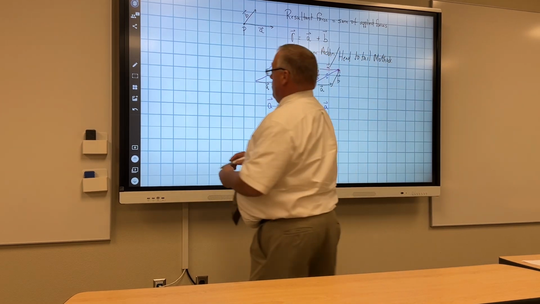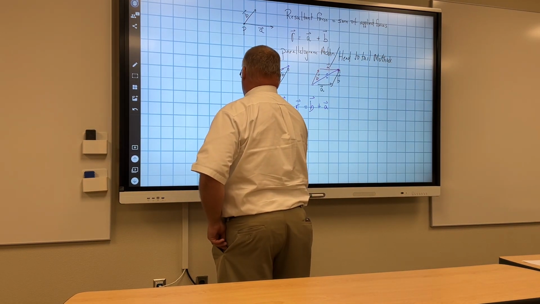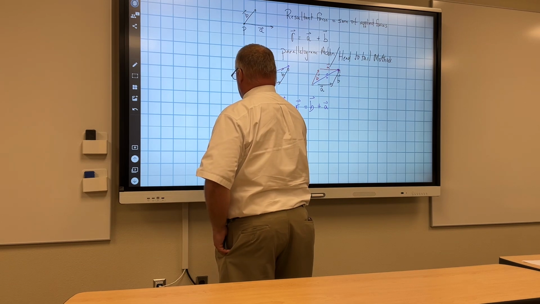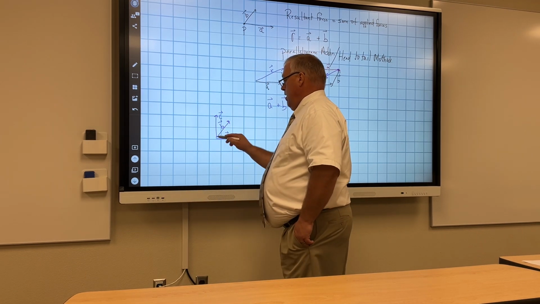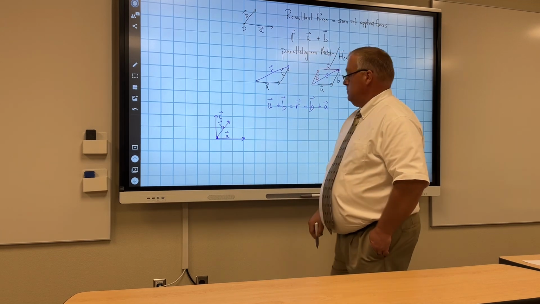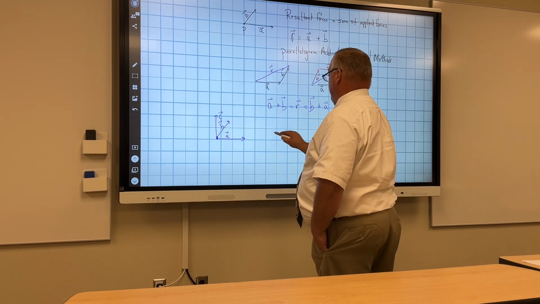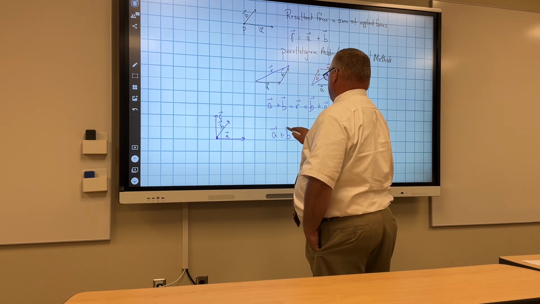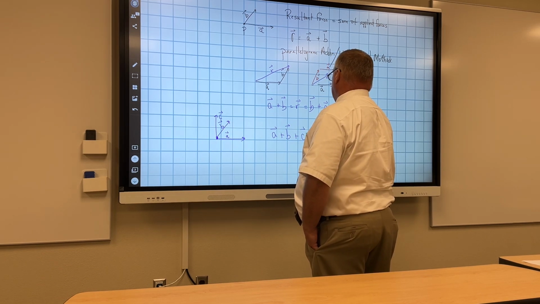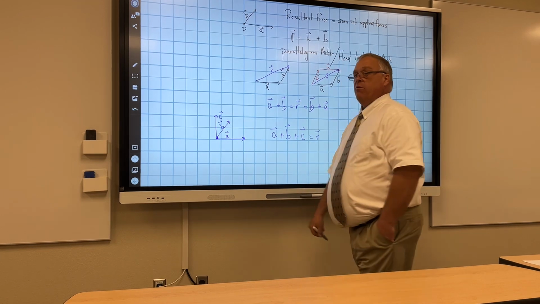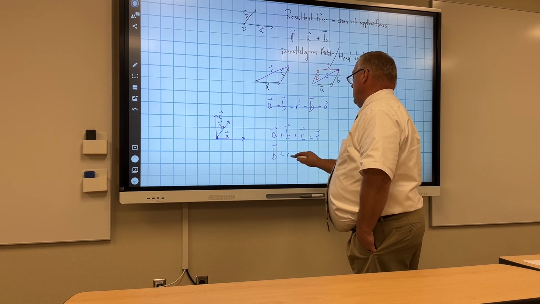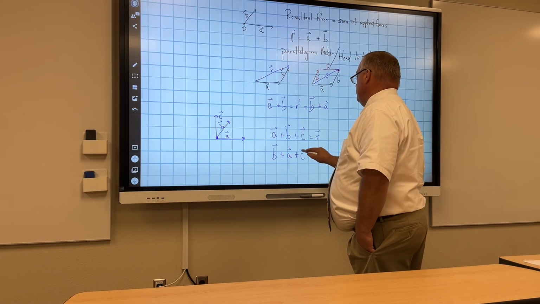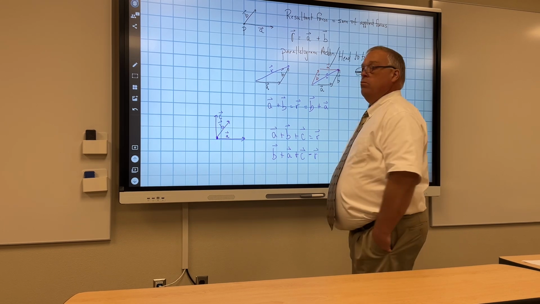Let's say we have vector A, vector B, and vector C all acting on this same point P. So that vector A plus vector B plus vector C are all equal to our resultant vector. And it doesn't matter what order we write them.